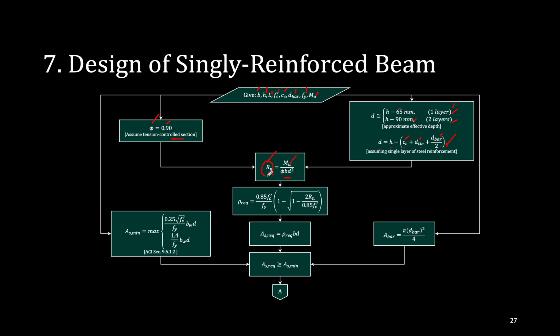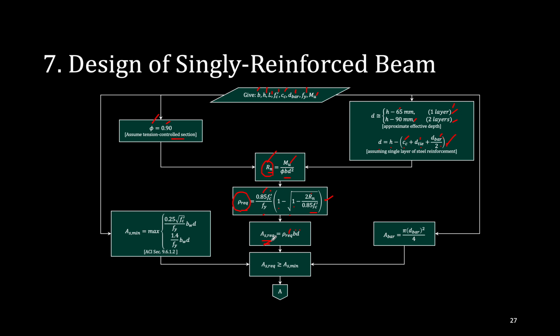After solving for our Rn, we're going to substitute it here sa equation ng ating required na steel percentage or steel ratio. Yung rho required natin is equivalent to 0.85 fc prime all over fy times 1 minus the square root of 1 minus 2Rn all over 0.85 fc prime. After solving for the required steel ratio is to solve for the required na steel area, which is equivalent to our rho required times bd.